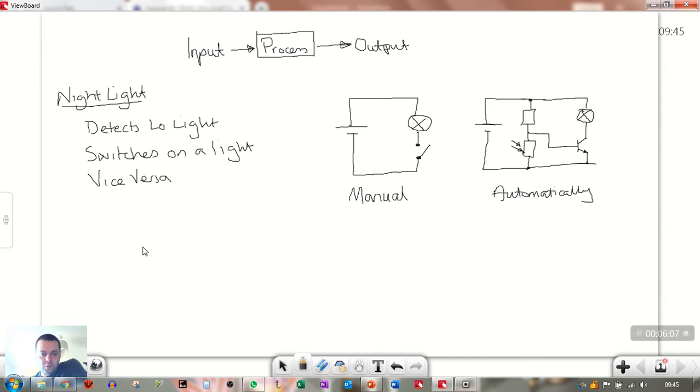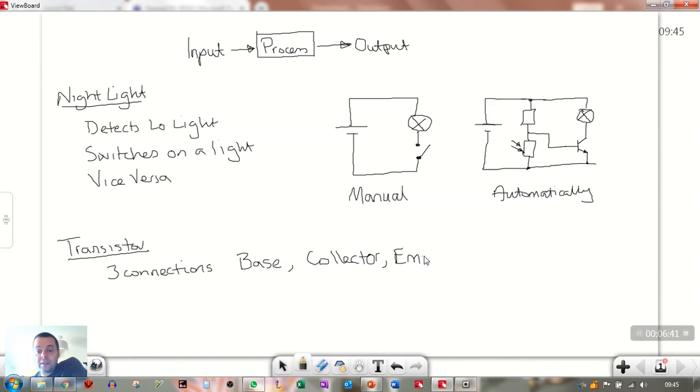So let's talk about this transistor. The transistor is a device that has 3 connections. You need to know the names of the connections. You need to be able to recreate the symbol, and you need to be able to explain its operation using correct terminology. So the 3 connections: the base, the collector and the emitter.